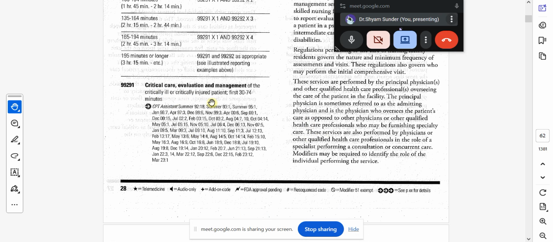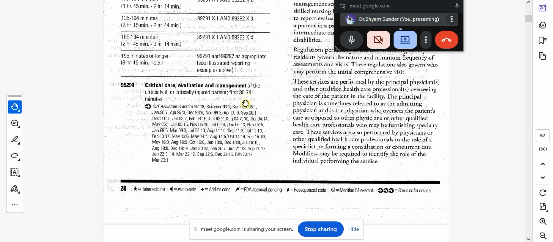What is 99291? Anybody? Can you please read? Yes, they frame the time limits: it applies only for 30 to 74 minutes. The patient is in a life-threatening situation, the physician provided critical care services, and the time duration is very important. Here, there is no mention of place of service or new patient, established patient. There is no MDM also. High dollar codes, $500 straight away. What matters is only the time duration.